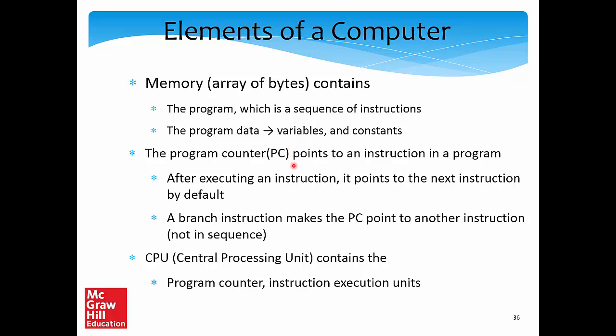The program counter points to a given instruction in a program. After executing an instruction, you move to the next instruction. And in case you have an if statement, like in C, or in some languages a goto statement, at that point the processor jumps to a new point in the program and the program counter reflects that. Finally, you have the CPU, or the central processing unit, which contains all the execution units and the program counter.